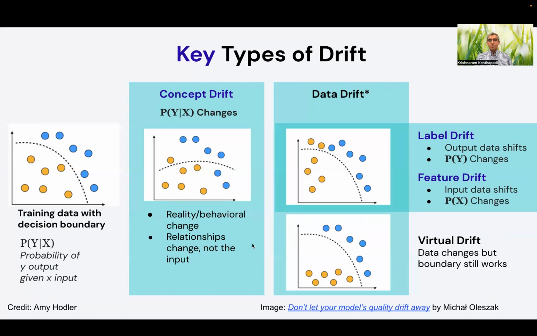Finally, the terminology virtual drift refers to the setting where different types of drifts may have happened. For example, the relationship may have changed, but the decision boundary used by the model may still work as before. So as a result, that may not have as much of an impact as far as the model itself is concerned.